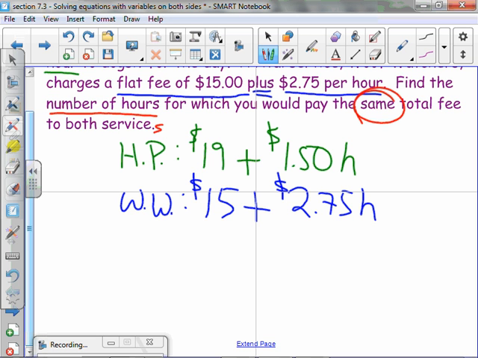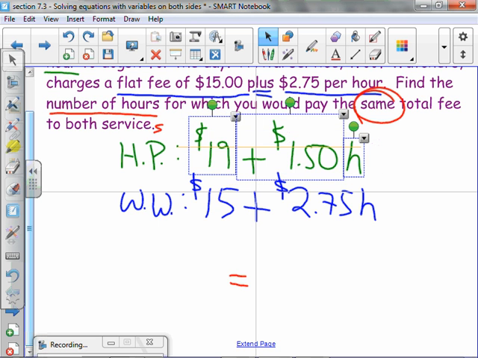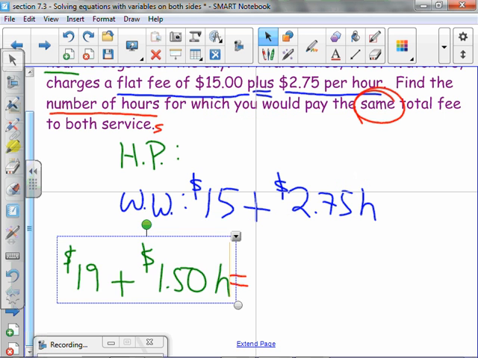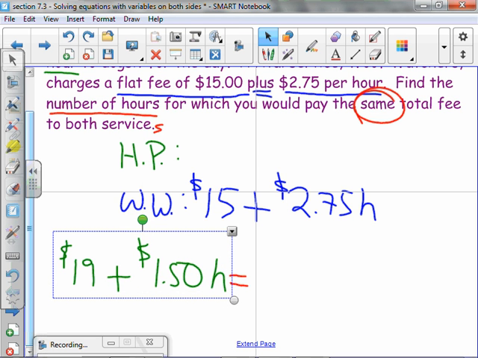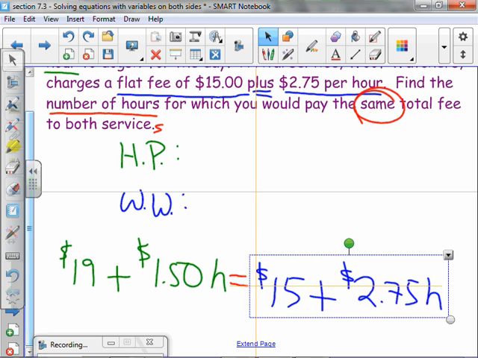That should be an S there, services. Okay? The word same that we just circled means equal. For which number of hours would these two services charge us the same thing? What we're going to do is take the expression we've already made and bring it down here. For which number of hours is Happy Paws equal to Wolf Watchers? So for what value of H are these two expressions the same?